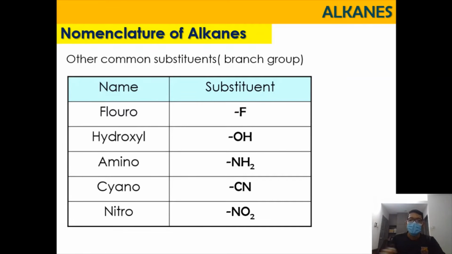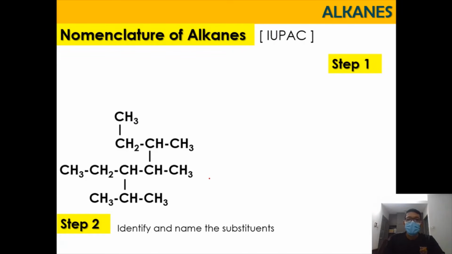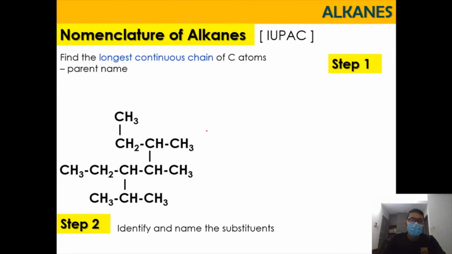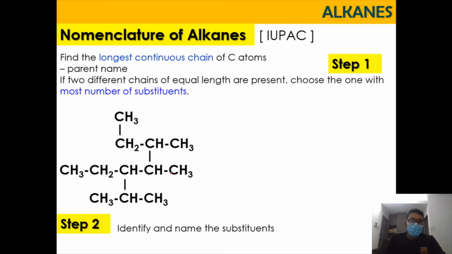Okay, so let us look into how we can name the alkane step by step. On step 1, we have to find the longest continuous carbon chain of the carbon atoms. The longest one will be named as the parent name, or the base name for that alkane. Alright. So if two different chains of equal length are present, choose the one with the most number of substituents.